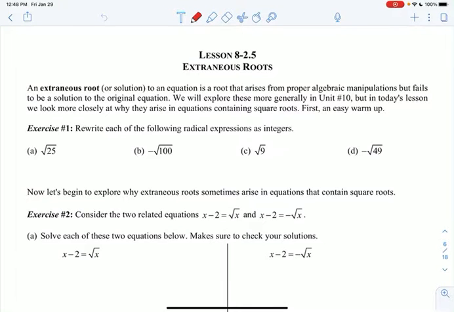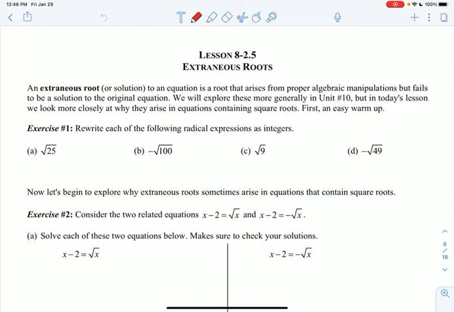Hi Algebra 2, this is Unit 8, Lesson 2.5, and today we're going to talk about extraneous roots, which we mentioned in the last lesson. An extraneous root or solution to an equation is a root that arises from proper algebraic manipulation but fails to be a solution to the original equation. We're going to look at them again when we do Unit 10, but for right now we're going to look at why they come up when we do square root equations.